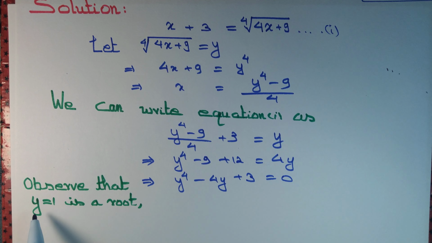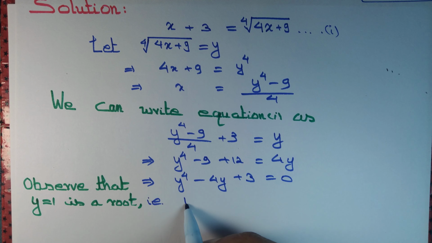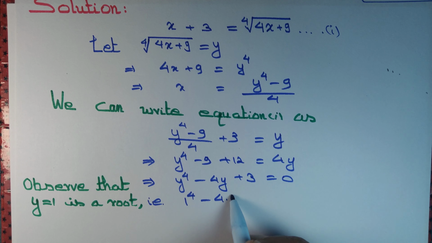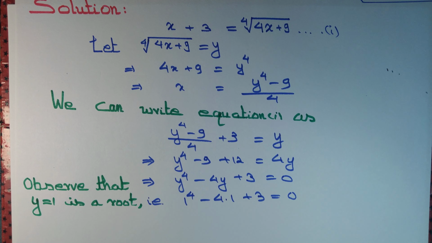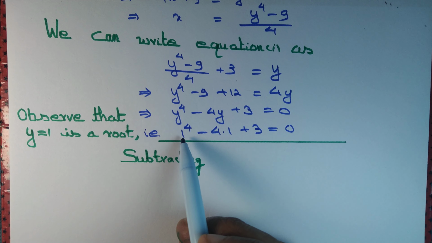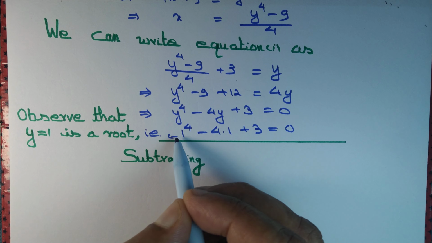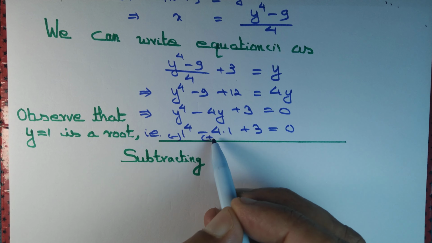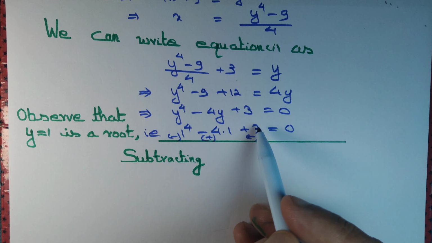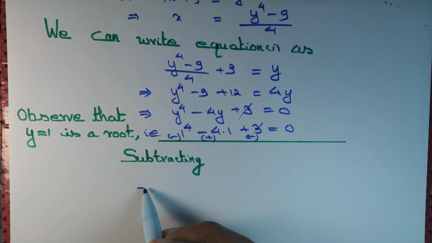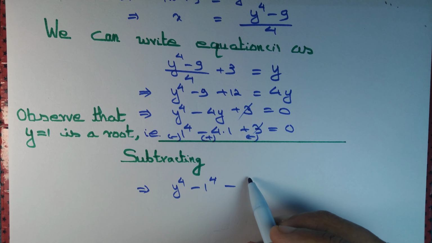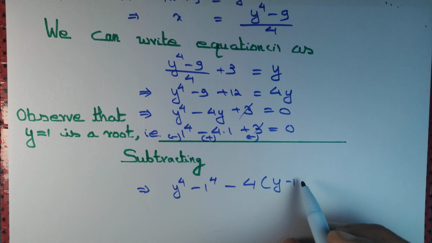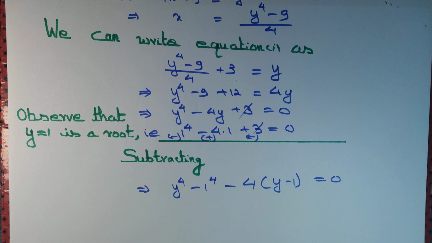We observe that y equal to 1 is a root of this equation. That is, 1 to the power 4 minus 4 into 1 plus 3 equal to 0. Let's subtract. So when we subtract one equation from another, we should change the sign. So plus will change to minus, minus will change to plus, plus will change to minus. 3 gets cancelled. And so we are left out with y to the power 4 minus 1 to the power 4. Minus 4 we can take common, y minus 1, right hand side 0 minus 0 is 0.